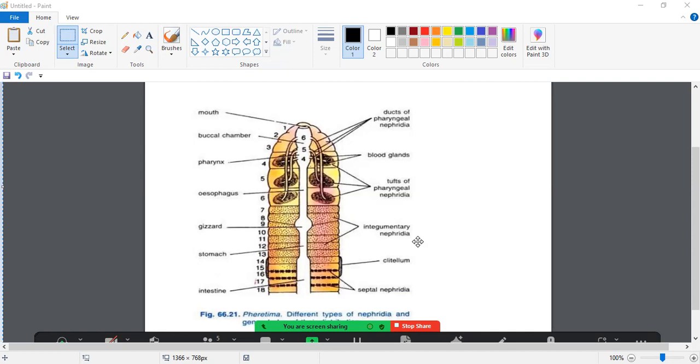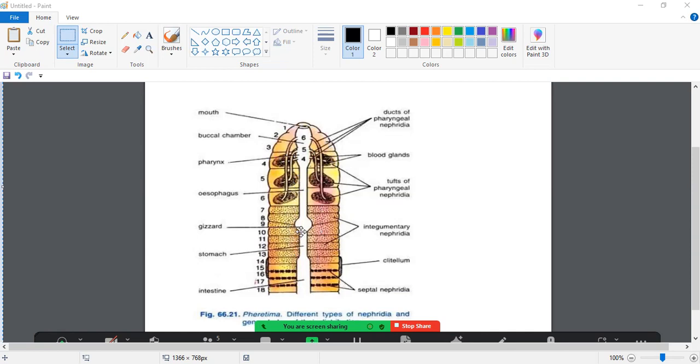And this integumentary nephridium will eliminate the waste from the blood. Okay, that is the function of the integumentary nephridium. So these are all the digestive tract. If the mouth is there, then the buccal chamber, and because the pharynx is present here, it is said to be a pharyngeal nephridia.